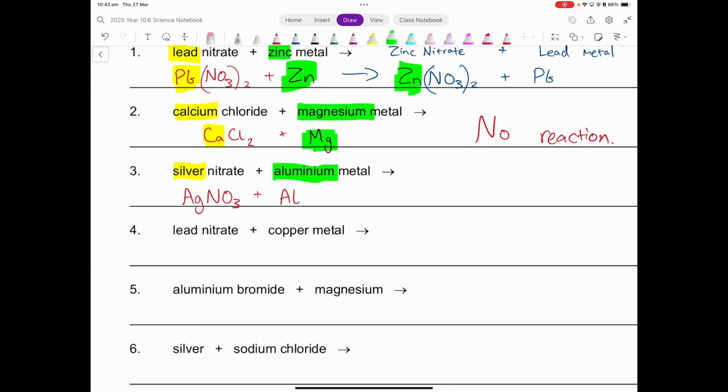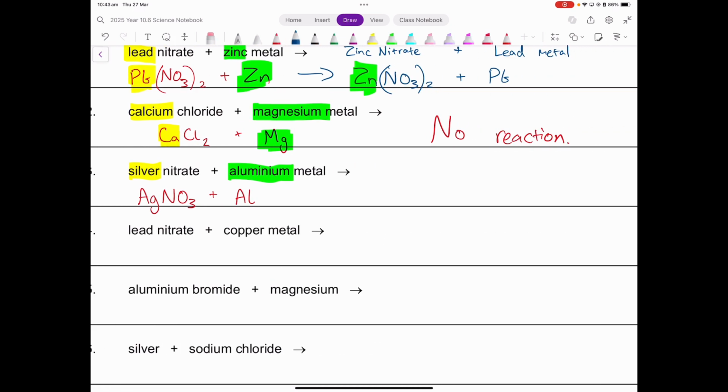I jump over to my equation here, and now I can use my blue pen once more. All that happens when there is a reaction is that the silver and the aluminium swap places. The silver is displaced by the aluminium. It pushes it out the way. And so what we end up with is AlNO3, but we need to make this balance. Aluminium has a charge of +3, nitrate has a charge of -1, so that means I'm going to need 3 lots of nitrate.